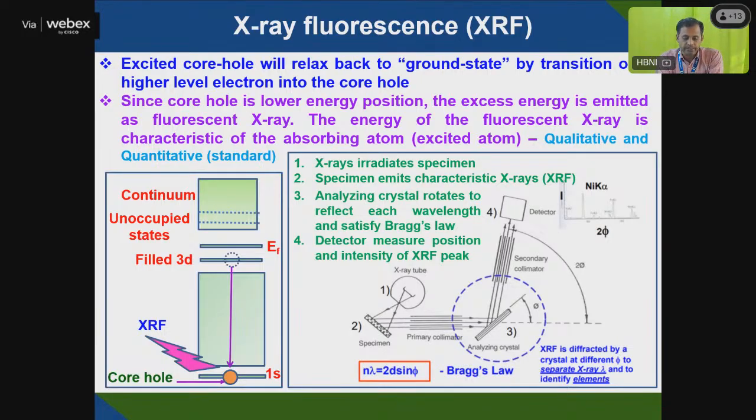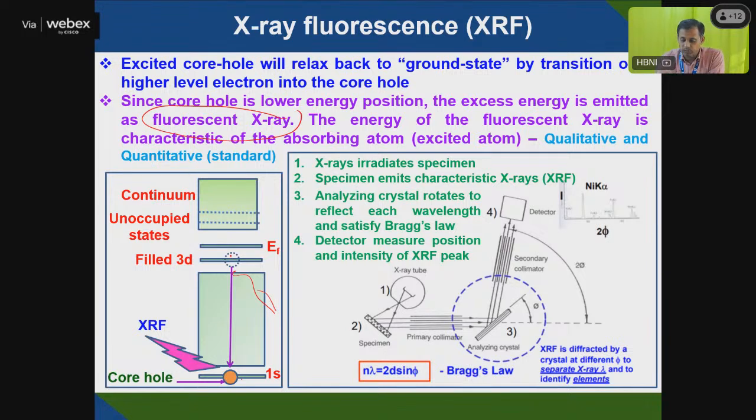That means you have excited core holes. Once X-ray energy falls on the sample's core electron, the electron goes to a higher level, and after some time it relaxes to the ground state. An electron from the filled 3d orbital comes back to the core hole, and you will see a fluorescent emission. The excited core hole relaxes back to the ground state by transition of a higher level electron into the core hole. Since the core hole is a lower energy position and the electron was at a higher energy position, excess energy is emitted as a fluorescent X-ray.